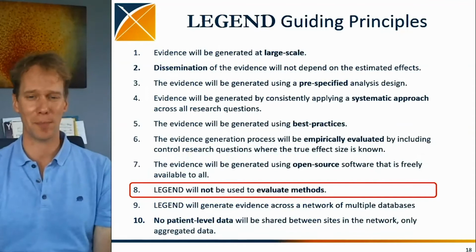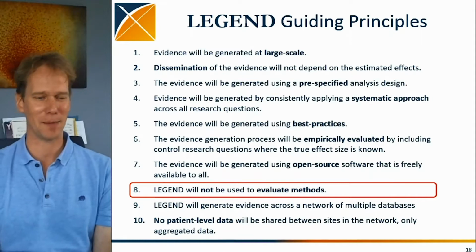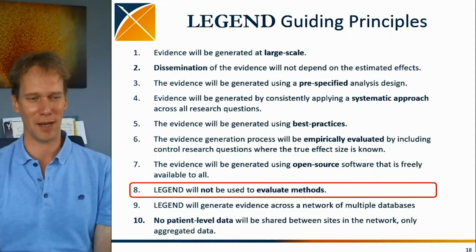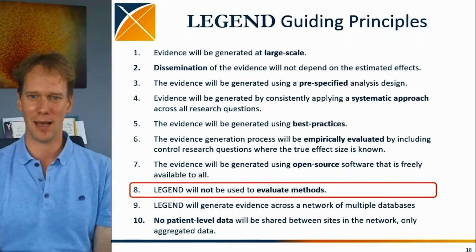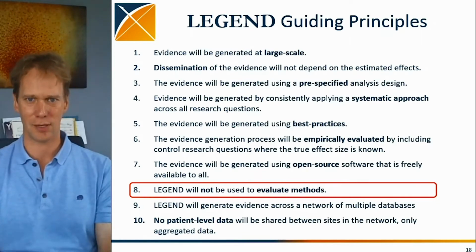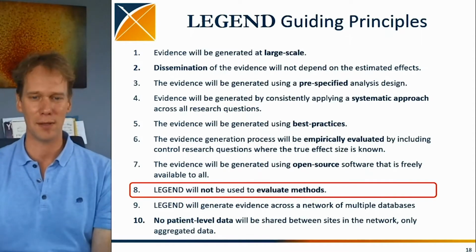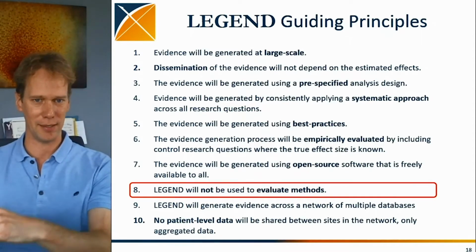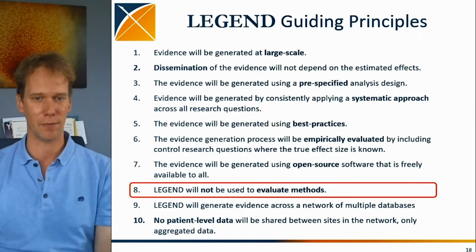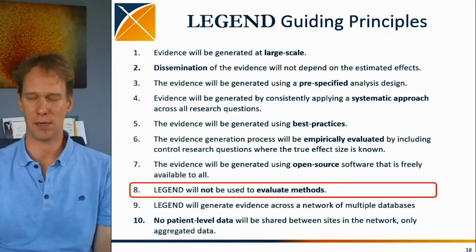LEGEND will not be used to evaluate methods. So this principle is mainly aimed at people like me who would like to develop and evaluate new methods. And every time I need to catch myself that LEGEND is aimed at generating evidence, clinical evidence, not at evaluating methods. So even though we have this cool idea for a fancy new method, we should evaluate that in a separate study, and only once we believe that it's good enough can we apply it in LEGEND. This is a corollary of our principle that says that we always need to use best practices, because if a method still needs to be evaluated, then by definition it cannot be best practice.